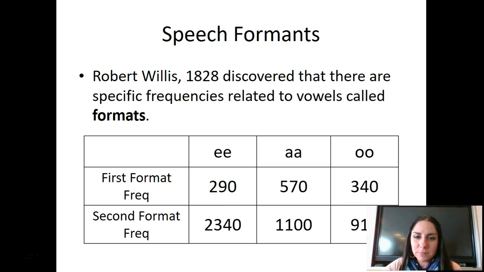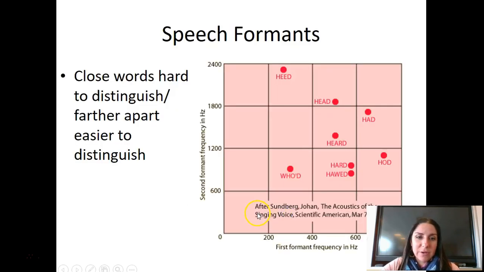So, regardless of who says it, we see a very strong peak around 200 and around 2000 for E. For ah, it's 500 and 1000, I'm rounding, and ooh is around 300 and 900. So these were discovered: regardless of who's saying it, we have these speech formants. This is plotting the two types of frequencies we hear, like heard and had and head and heed.